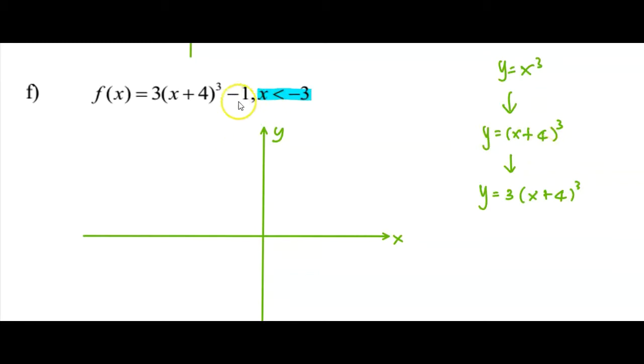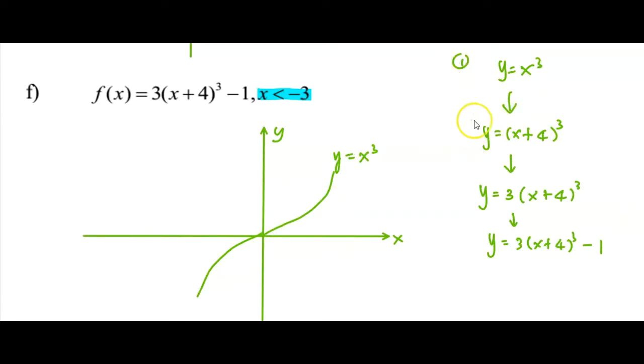Okay. After that, we will take care of the constant over here. We will sketch this graph minus 1, using the third graph, and then you shift your graph down by 1 unit. You will have 3(x plus 4) cubed minus 1. That is your f(x). So we start with our y equals x cubed with the shape. And now you need to sketch the second graph. This is the first, second, third, and fourth graph.